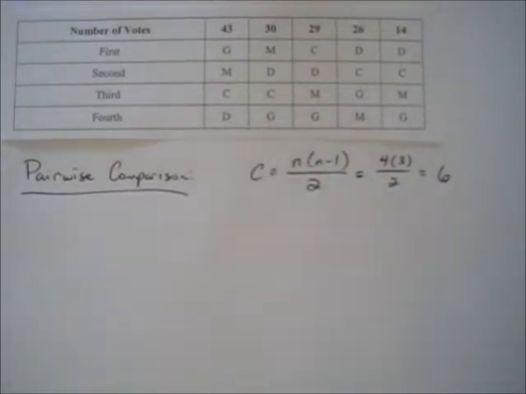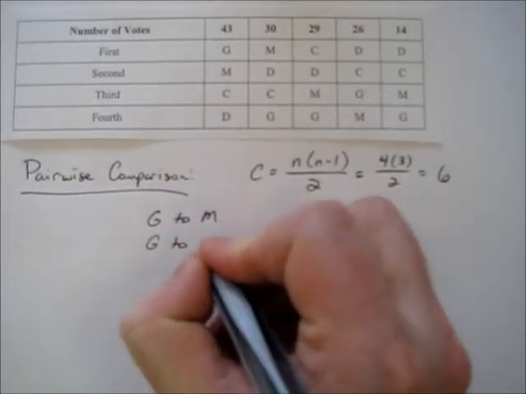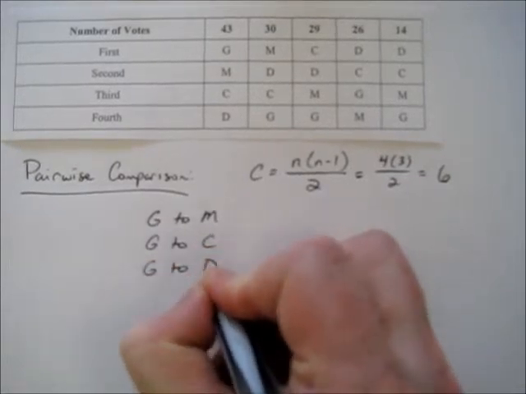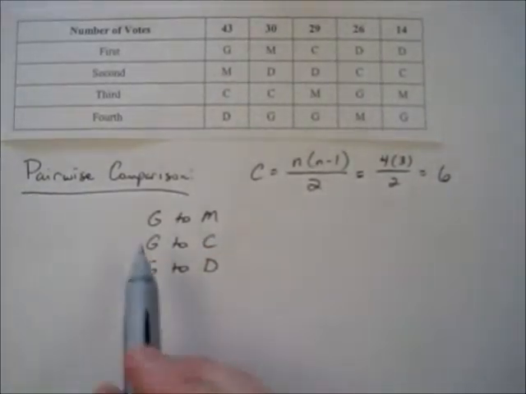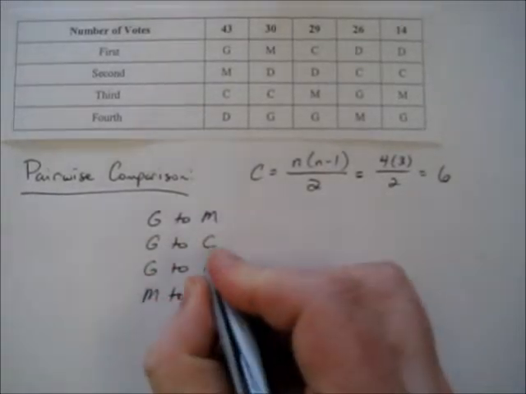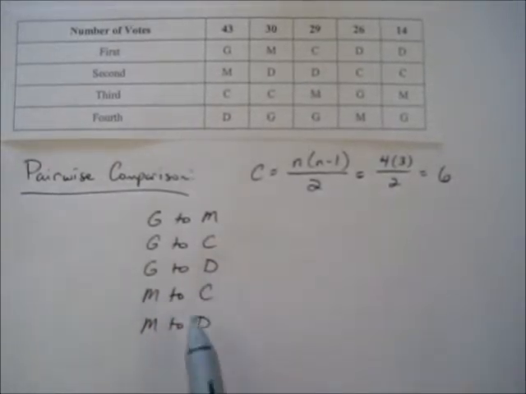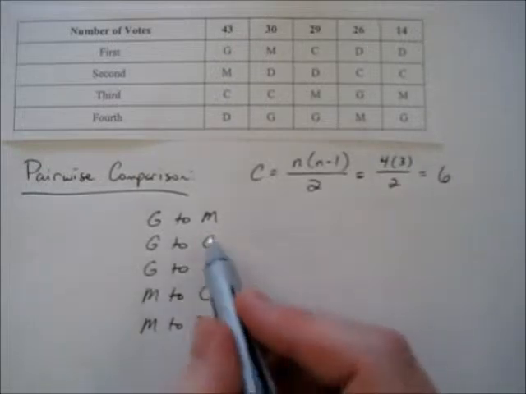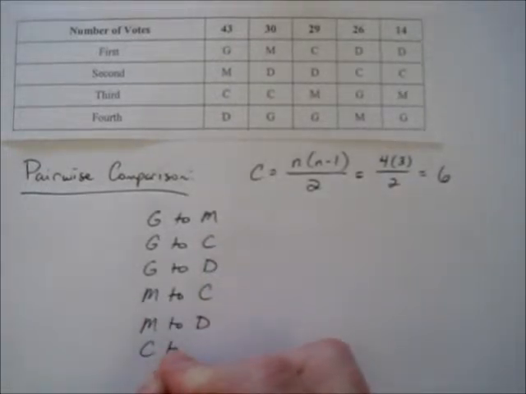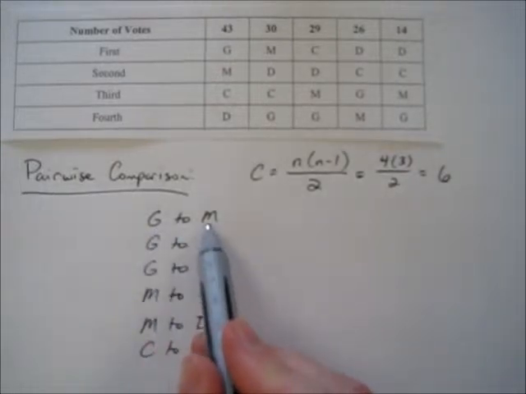The way I like to do it to make sure I get them all is just pick one of the letters to start with, for instance, G. So we can compare G to M, G to C, and G to D. So now I've compared Gateway to each of the other 3. Now start with M and compare it to C and also to D. And then the only comparison left is to take C and compare it to D. And that's our 6 comparisons. Remember, G to M is the same thing as M to G.